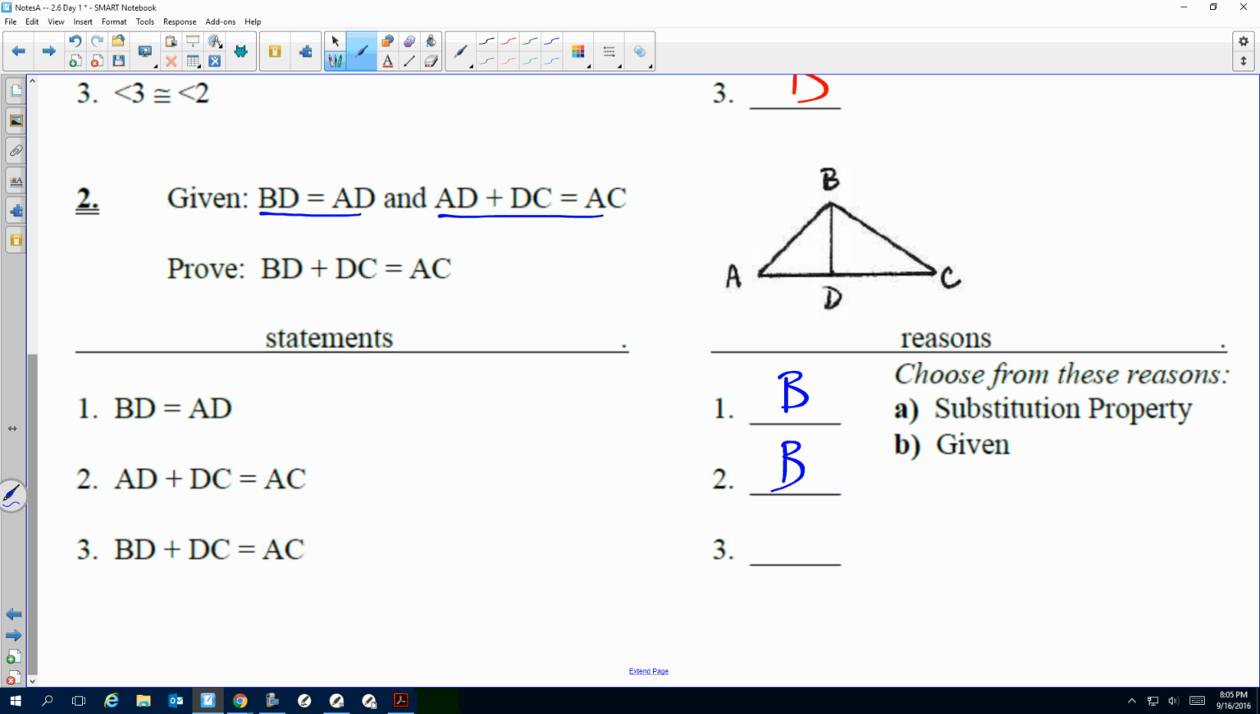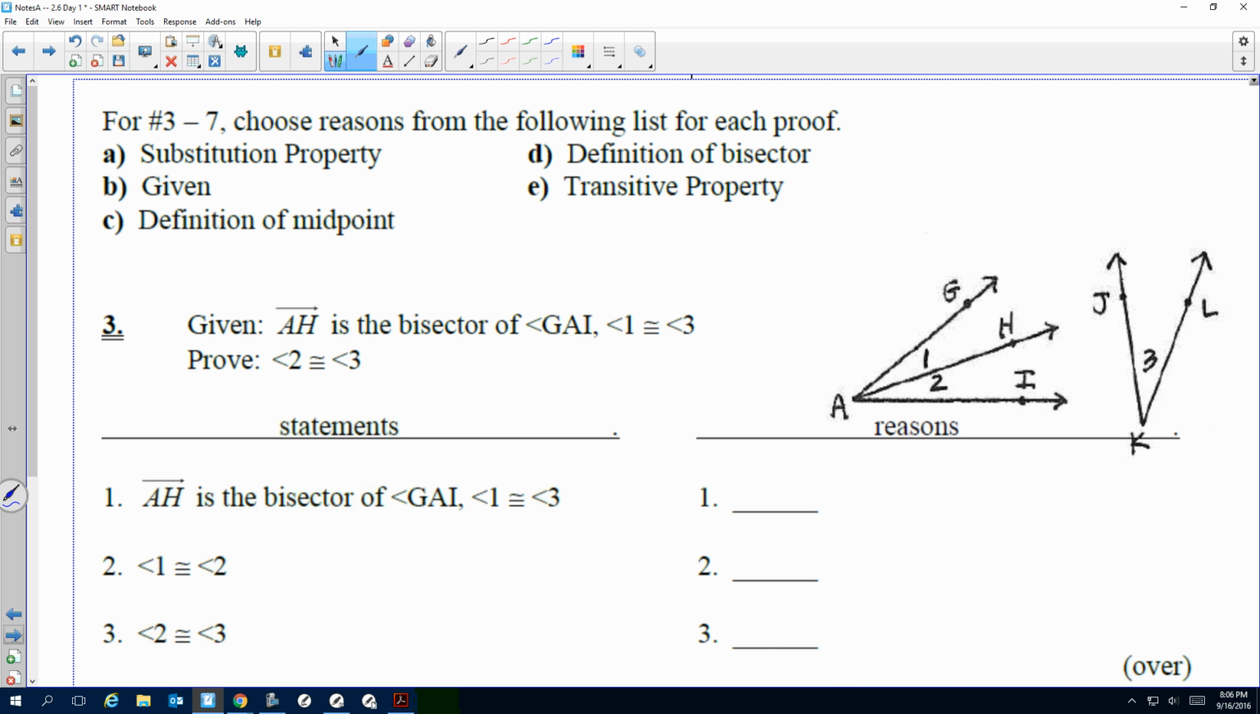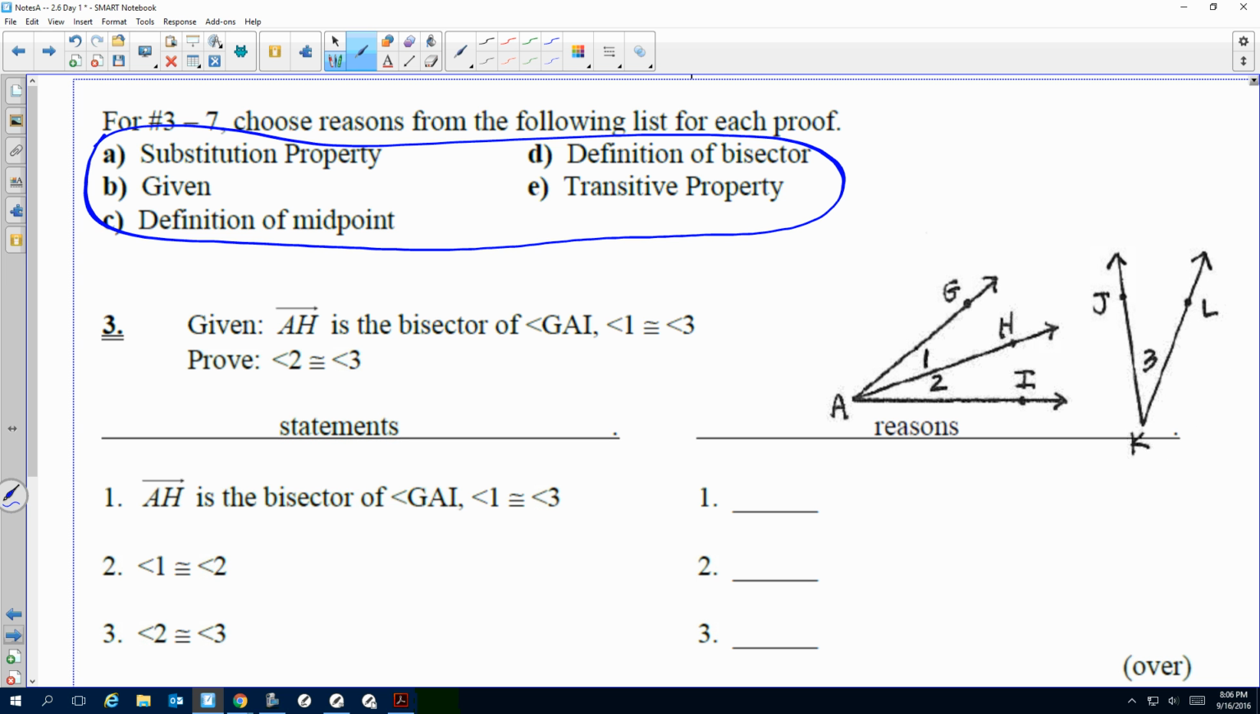So here you have a word bank, and then on the next set of problems, I went the wrong way, I apologize. When we get to 3 to 7, these are your reasonings for all of them. They could repeat. So go ahead, we're going to work on this in class, but just give it a try. And you'll be ready to get ahead on your actual assignment that you're going to get on Monday. If you don't finish, you'll have to finish for homework.